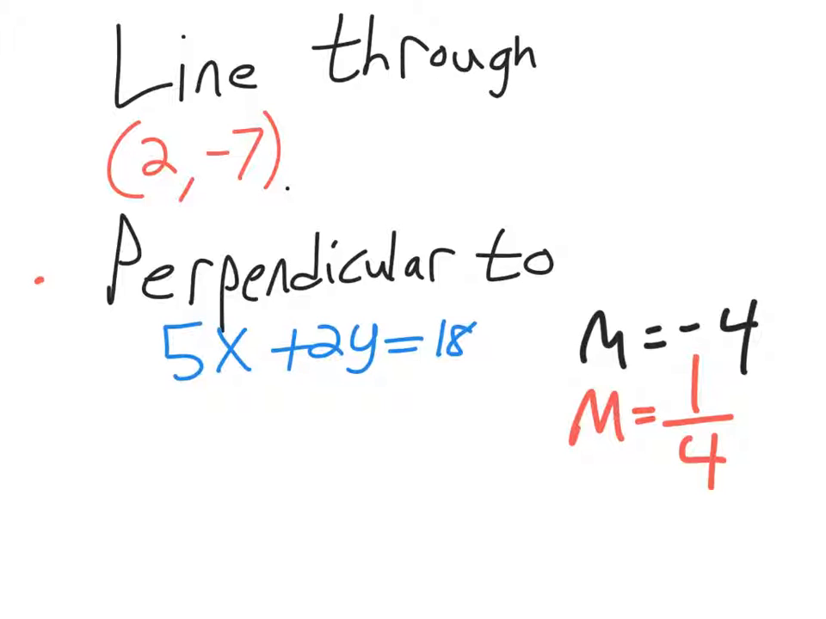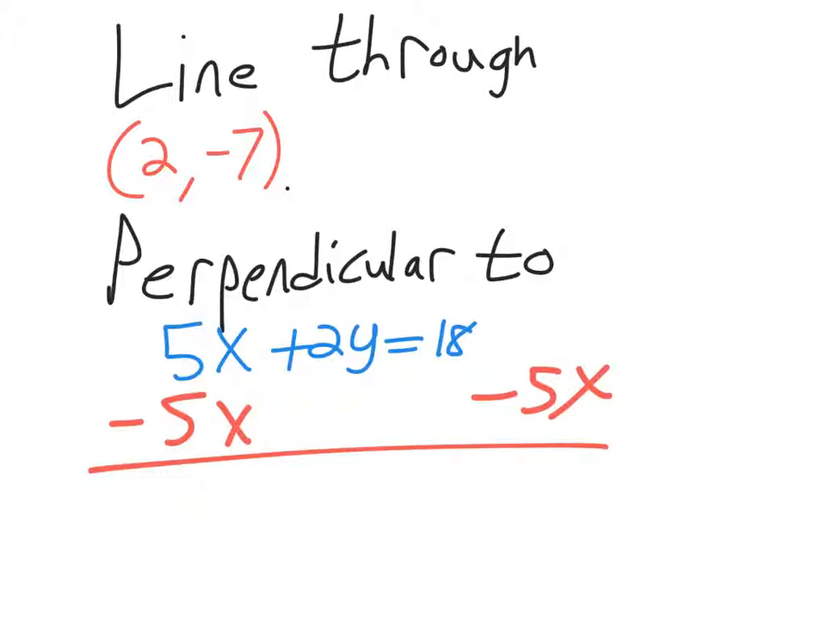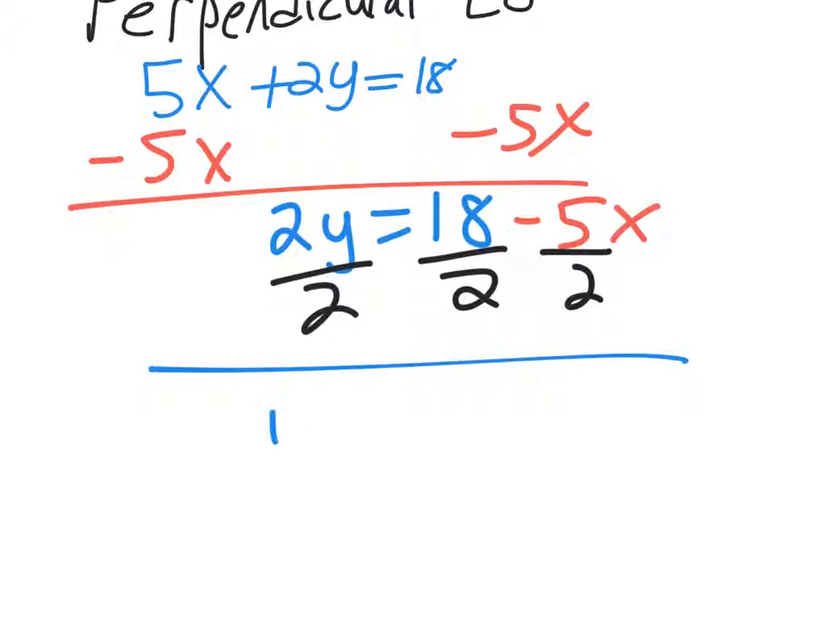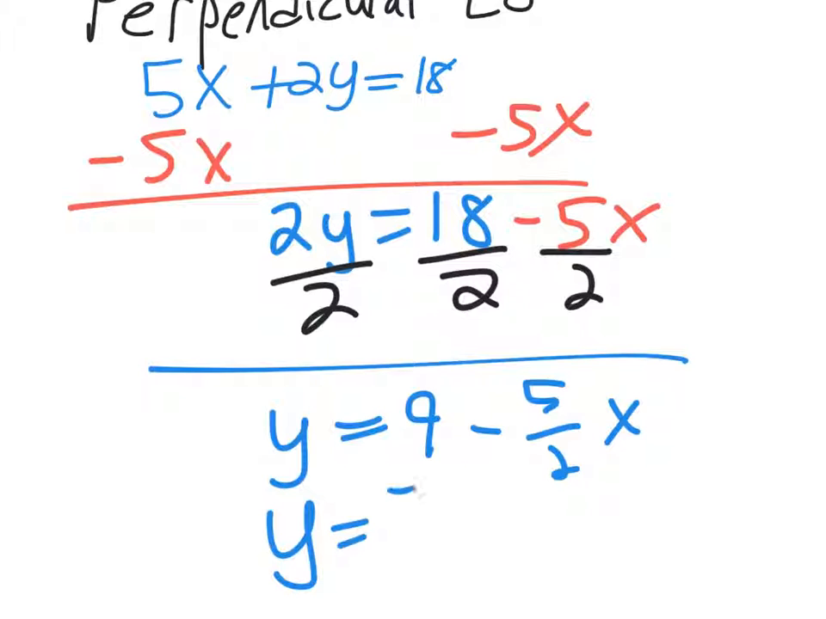So we got to put it in slope-intercept form first. So I subtracted 5x from both sides. I still have to get y by itself, so I'm going to divide by 2. And remember the balance step is to divide everything by 2 in order to keep that equation balanced. So you get y equals 9 subtracted by 5/2 x, or if you like this better, this means the same thing. We can always rearrange as long as we keep the sign in front of our number.